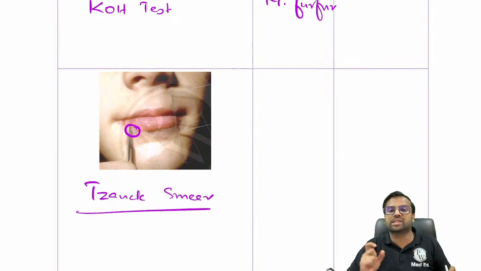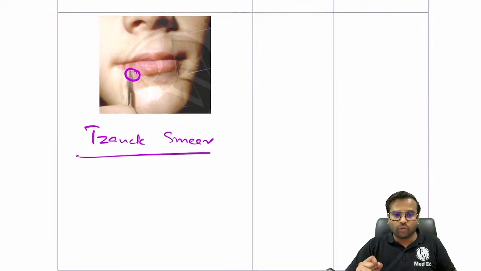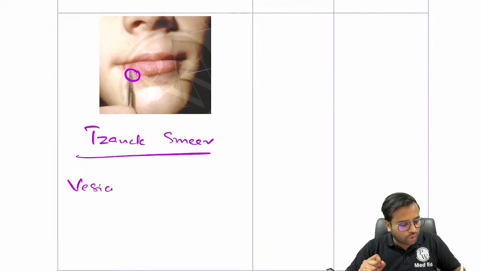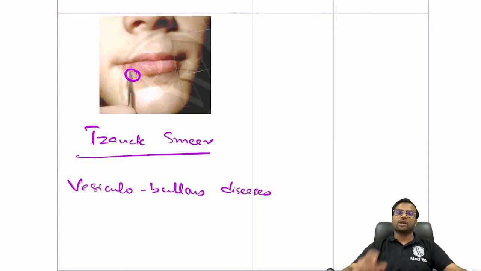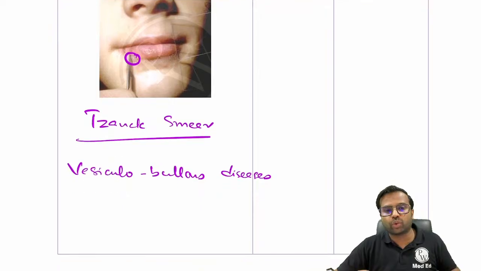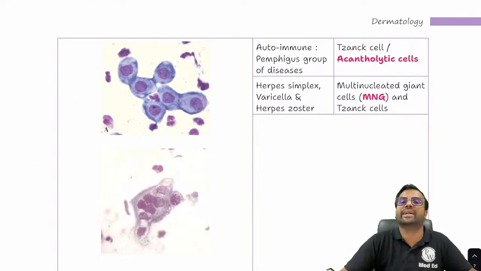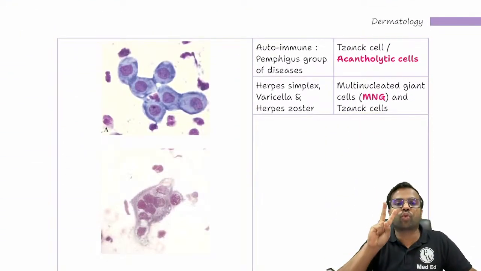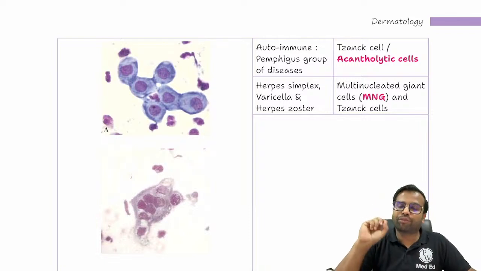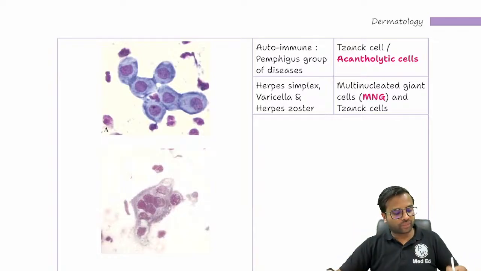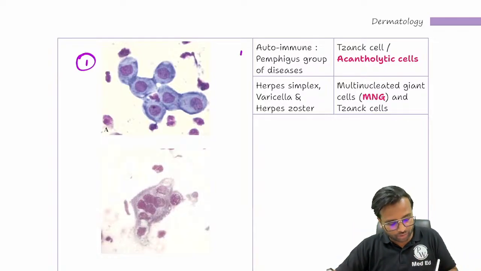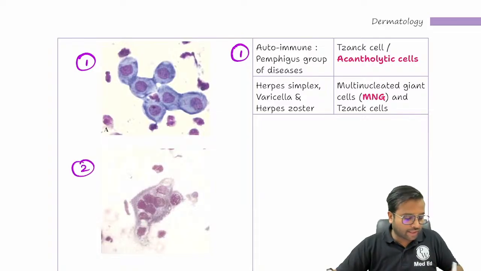So when do we do this investigation called as a Tzanck smear? Whenever you have vesiculobullous diseases. So when you have a patient who is having a vesiculobullous disease, we do this investigation called as a Tzanck smear. So what is important for you is the Tzanck smear findings. So please remember, there are two very important Tzanck smear findings. The first one is called as a Tzanck cell or acantholytic cells. Now, this is the finding that I mentioned here for this image, and there is another finding that we can see here as well.